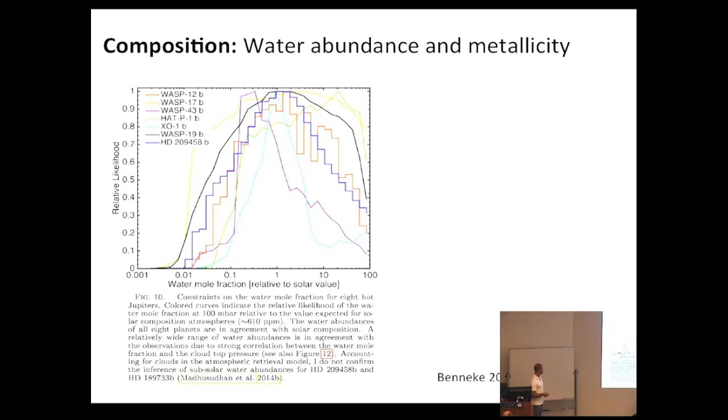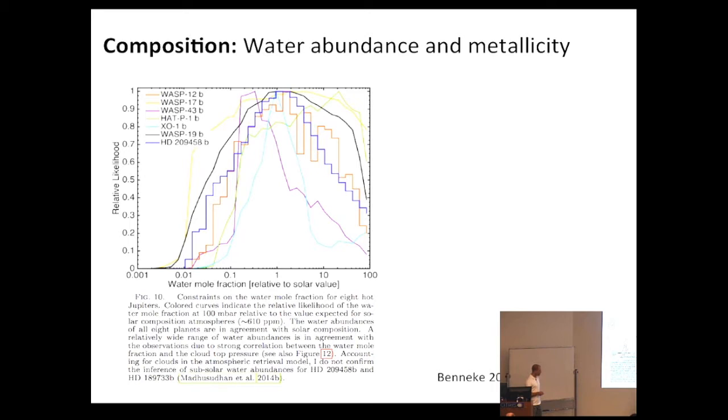They're both using spectral retrieval, Björn and Madhu. And so what's the key difference between their assumptions? The key difference is the assumptions about the presence of clouds. Madhu's retrieval was based on a cloud-free assumption, whereas Björn includes clouds in his retrieval and has some parameters that he uses to parameterize the cloud properties and marginalizes over our ignorance about the presence of clouds in his derivation of the water abundance. And so he gets a much larger spread in possible values and values centered on solar composition.